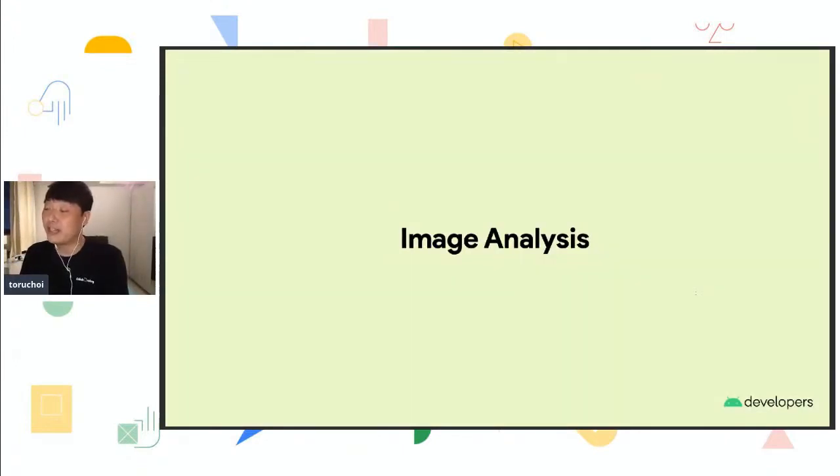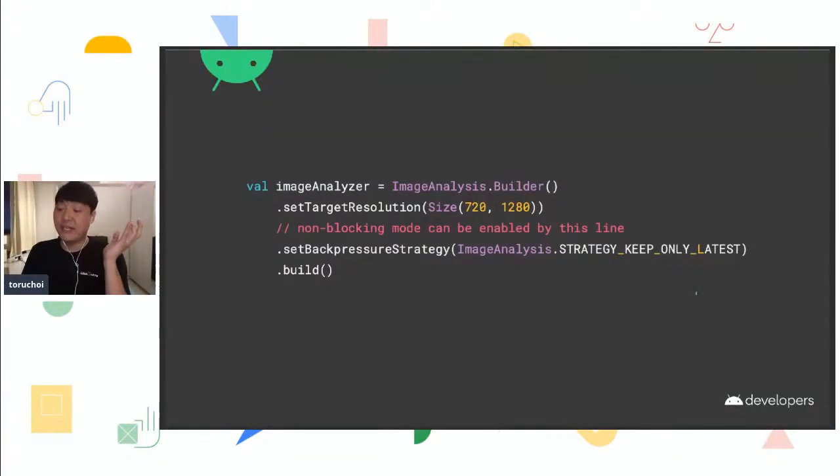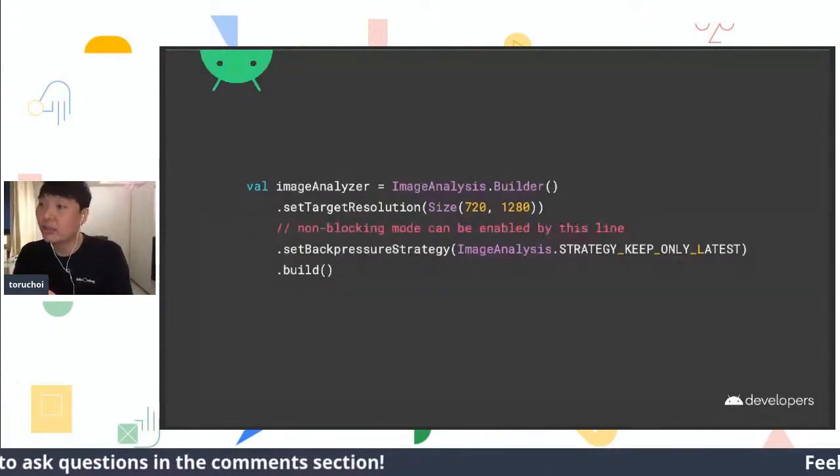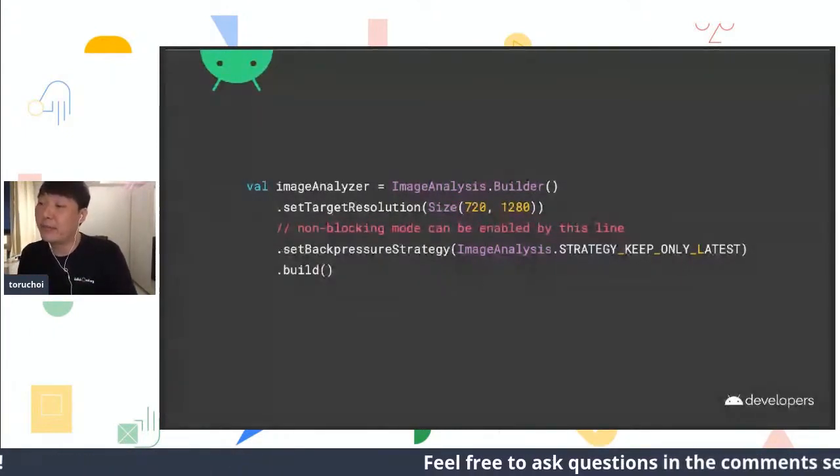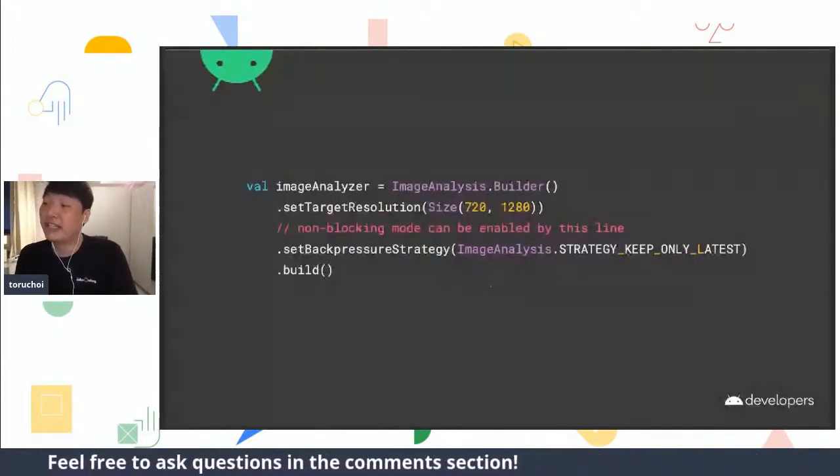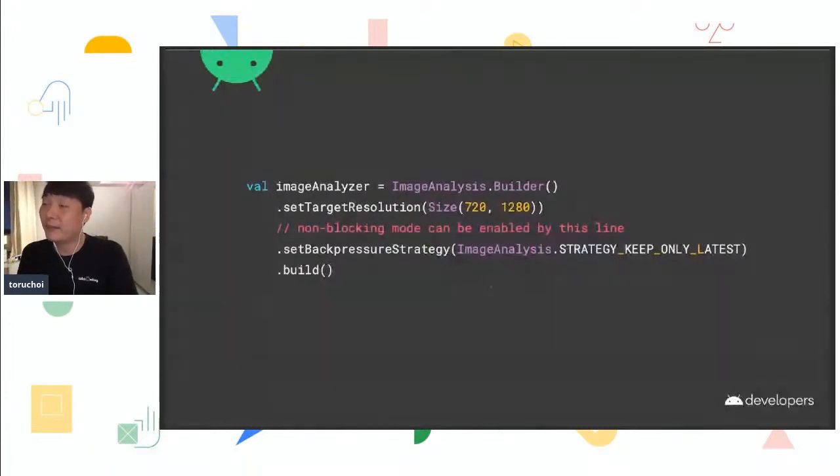Secondly, I would like to proceed to image analysis. We can use this image analyzer for our custom image processing. In the same way, we can create an image analyzer object here. Like using the builder pattern, we can set the target resolution, but you can use target aspect ratio as well. But if we set both parameters at the same time, it causes a crash. We need to make sure the image analyzer supports non-blocking mode, so we set the backpressure strategy here. It means the image analyzer only takes the last frame from the camera.